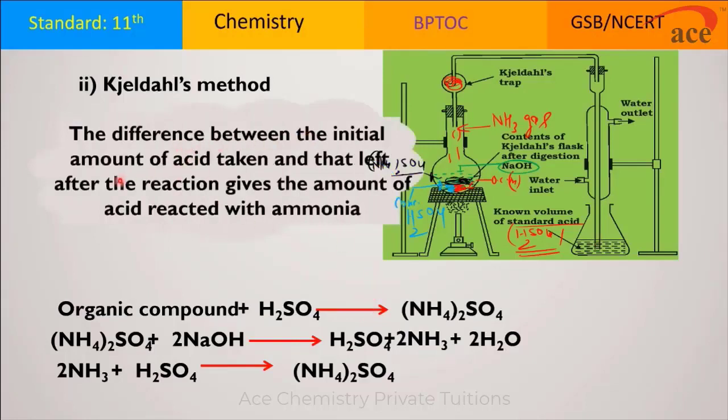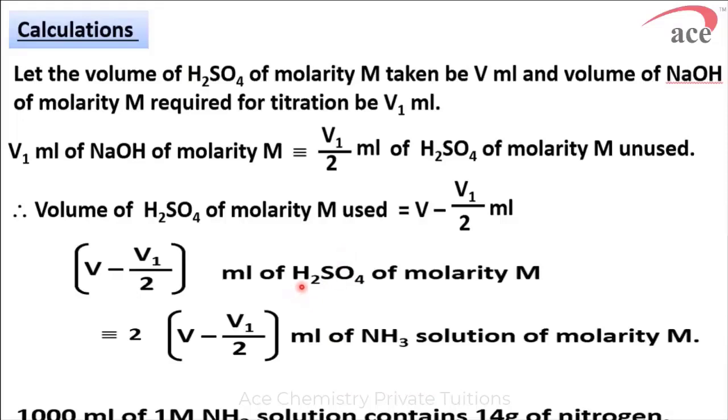The difference between the initial amount of acid taken and that left after the reaction gives the amount of acid reacted with the ammonia. Let's say the volume of sulfuric acid of molarity M is V ml, and the volume of NaOH of molarity M which is required for the titration is V1 ml.